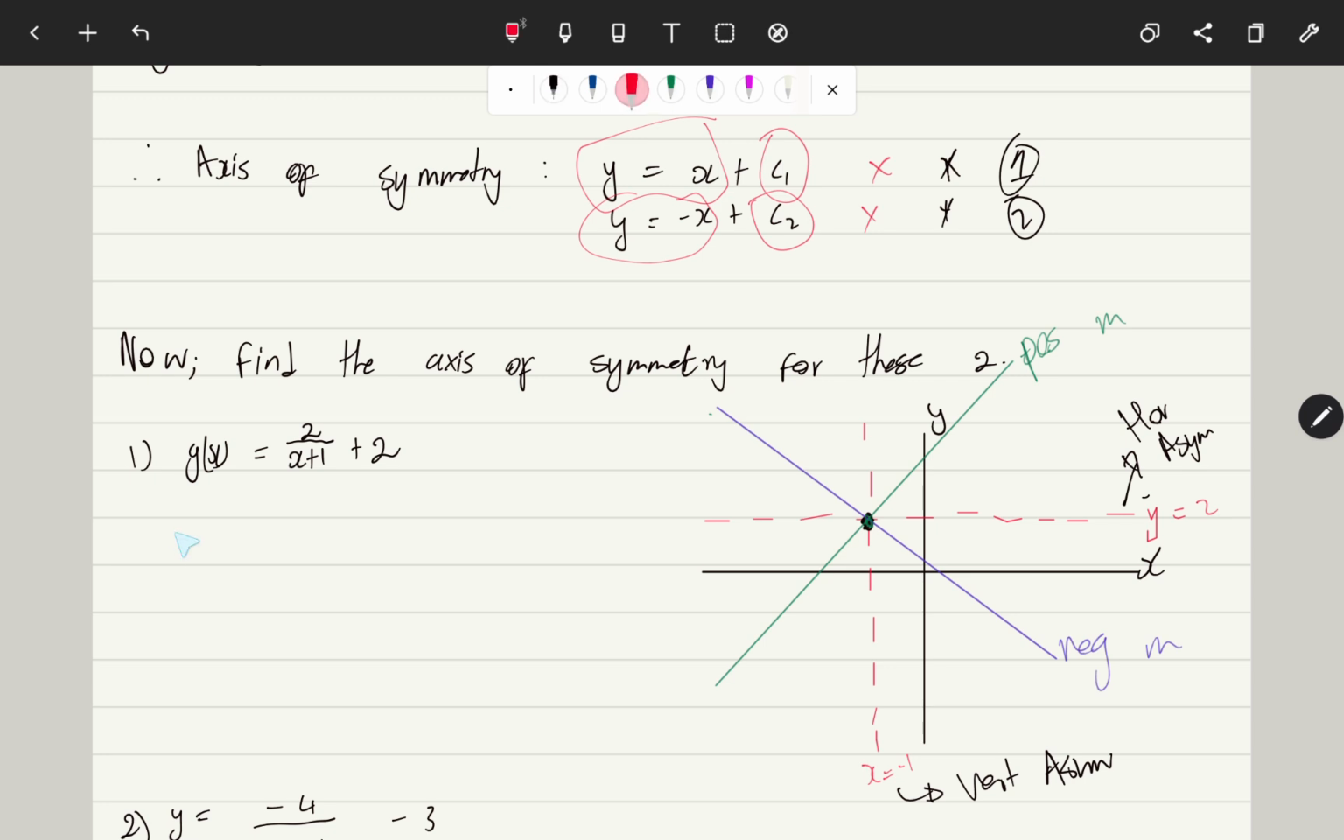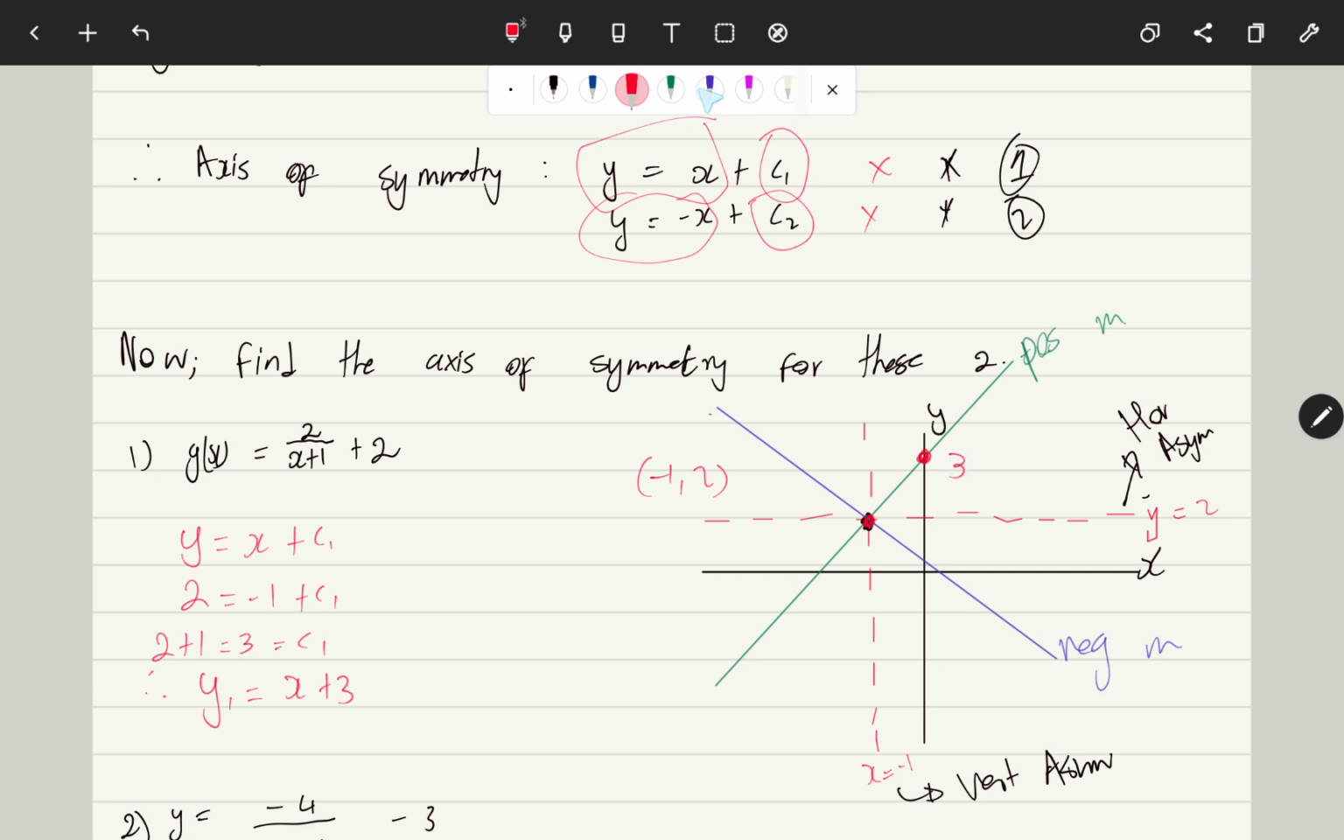So you say y equals x plus c1, and then you substitute the points that you have. Remember, the point where they intersect is minus 1 and 2. So you go 2 equals minus 1 plus c1, transpose: 2 plus 1 equals 3 equals c1, and therefore y1 equals x plus 3. That means right here this is 3.